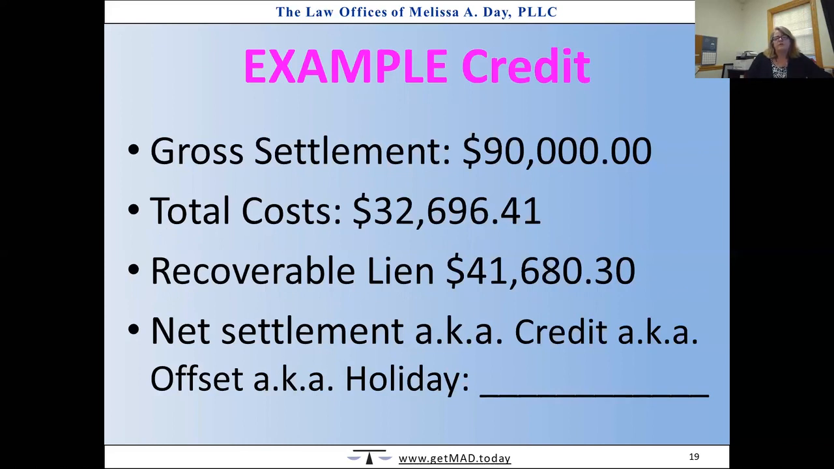Your recoverable lien we calculated at $41,680.30. That was the gross lien less the percent cost of litigation, which gave us your recoverable lien. And the net settlement will therefore be the difference between $90,000, $32,696.41, and $41,680.30. So let's calculate what the net settlement or credit or offset or holiday to this plaintiff is going to be.